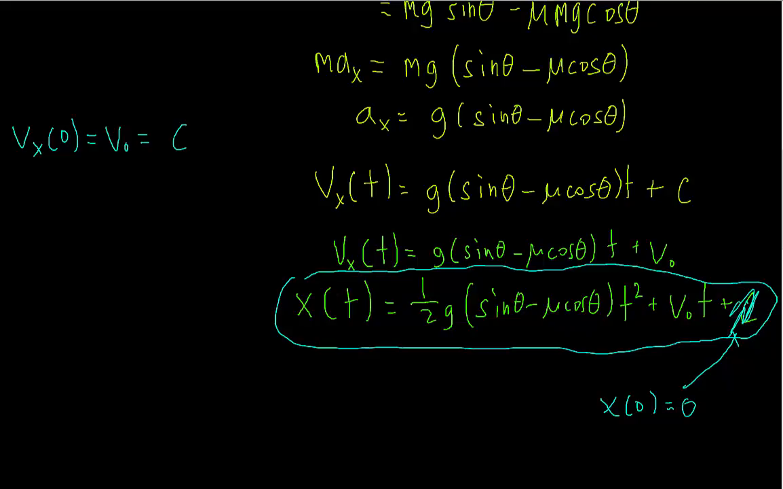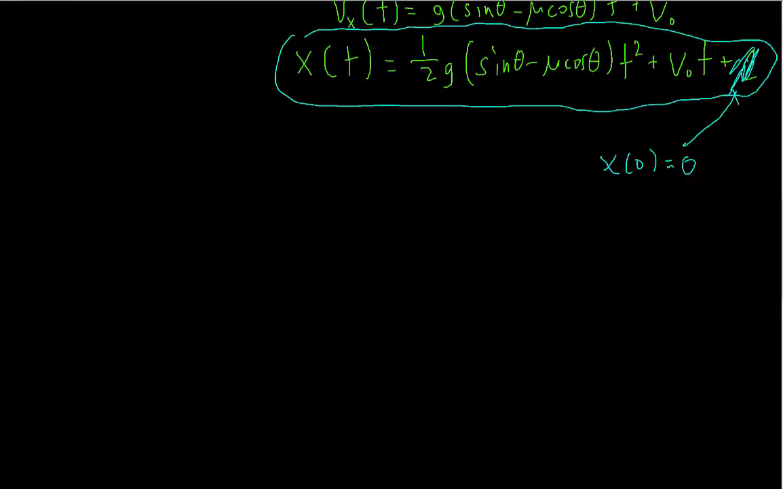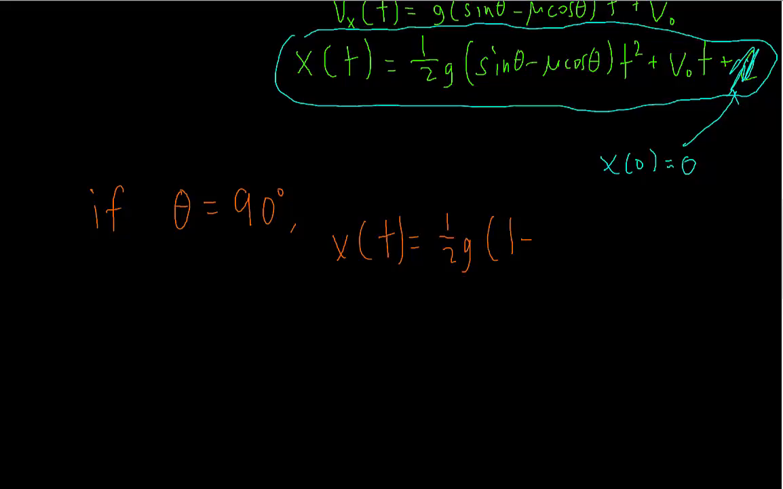And we can check our answer with one special case. So let's say theta is equal to 90 degrees, which means it's a straight up inclined plane. In other words, it's just going to be falling straight down, free fall. If theta is 90 degrees, then sine of theta is 1, cosine of theta is 0. So the equation simplifies to 1/2 g t squared plus the initial velocity times t, which, you know that equation from kinematics. It's just the equation of free fall.